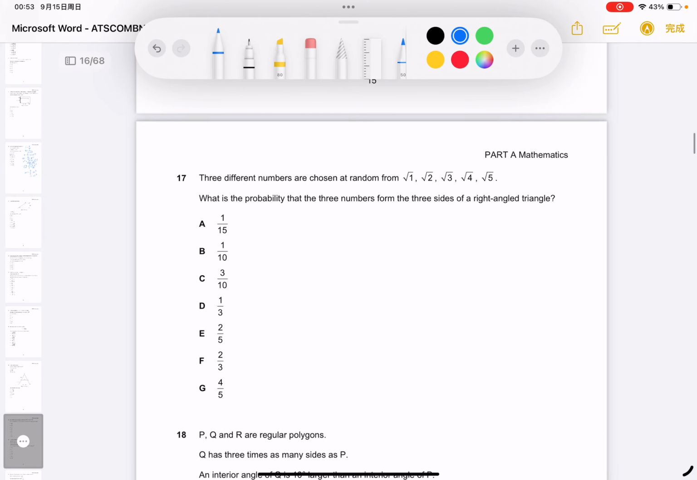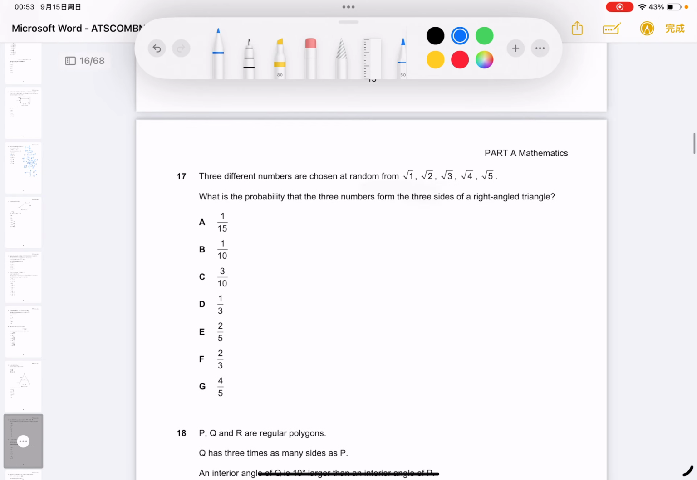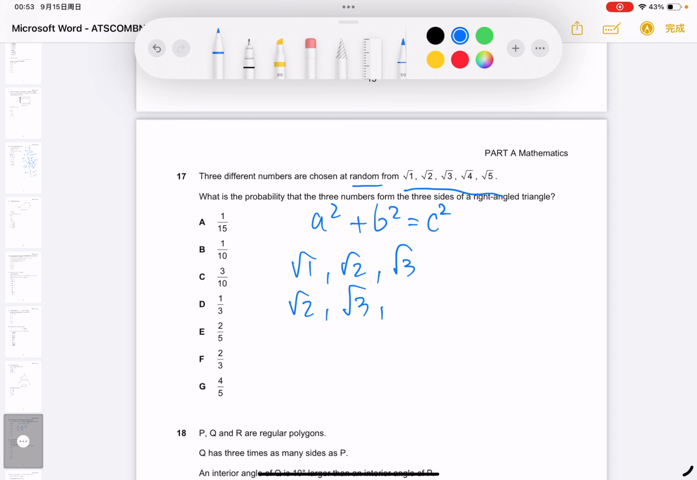Okay, so we got 3 different numbers chosen at random from these 5 numbers. What is the probability that the 3 numbers form the 3 sides of a right triangle? We know the property of right triangles, a squared plus b squared must equal c squared. And we can start listing out the combinations. So that's definitely 1, and we got 2, root 2, root 3, and root 5.